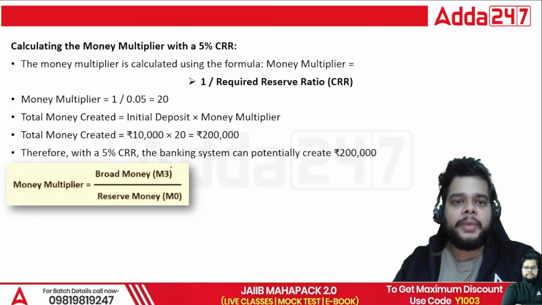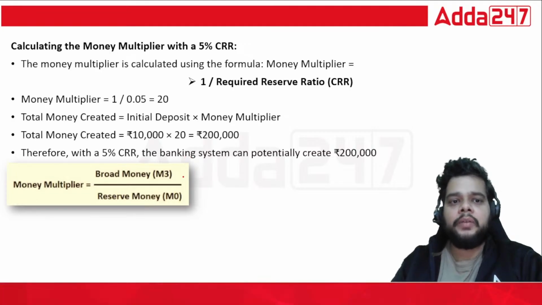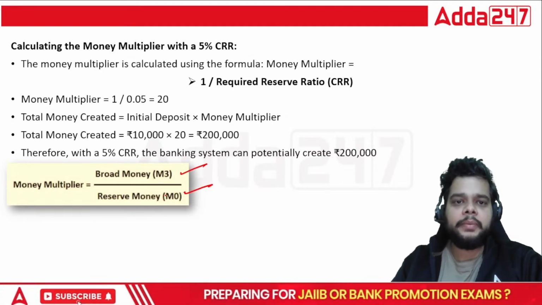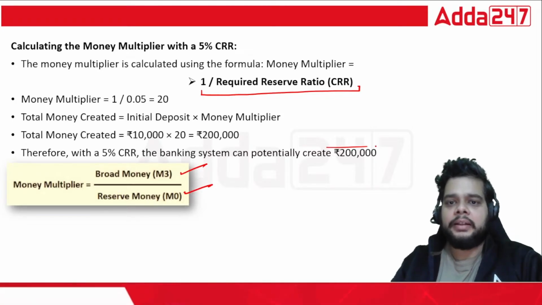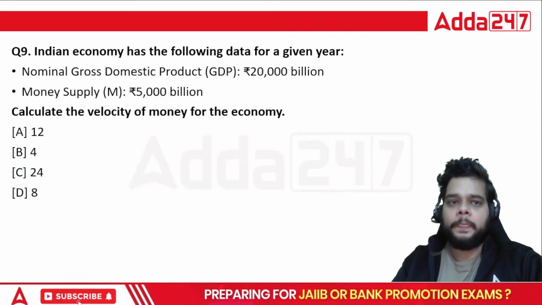Okay, so for money multiplier, two formulas you must remember always. Broad money by the reserve money, M3 by M naught. Another formula is 1 divided by CRR, or the required reserve ratio. Simply you have to equate both these and you will get the answer as 2 lakh.